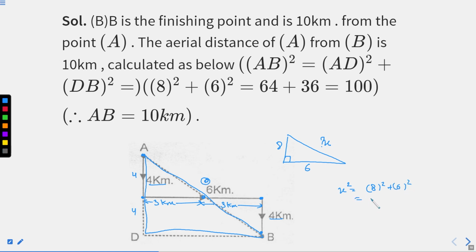That comes out to be 64 plus 36, which is 100. That is x square. If we find x, it comes out to be 10, right? So the distance is going to be 10 kilometers.